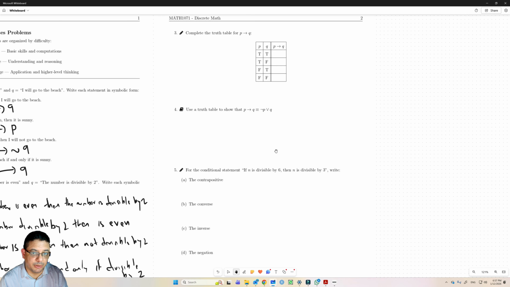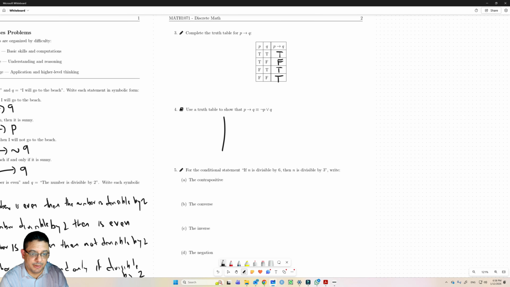Now for question number 3, we have a brief reminder of what the truth table for P implies Q is. Essentially, P implies Q is only going to be false when true is implying false, so in this case this entry, and otherwise it is always going to be true. Now we can use a truth table to showcase the property that we discussed, that P implies Q is equivalent to not P or Q.